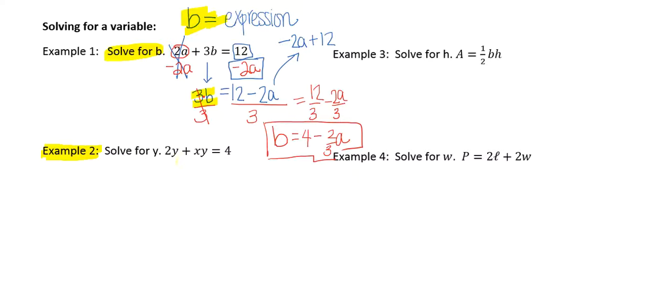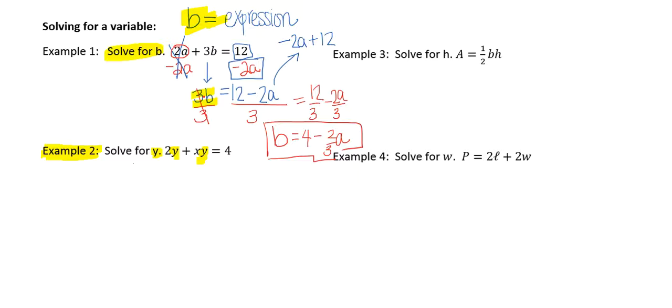Okay, so what makes this one challenging is that there are 2 y's here, because that's what we need to solve for. There's a y in that term, and there's a y in that term. We need to get it so that it's y equals all by itself and then equal to some stuff, just like from before. But what we need to do is get the y's together.